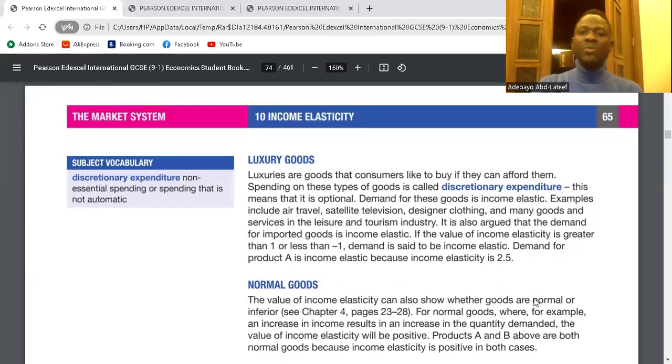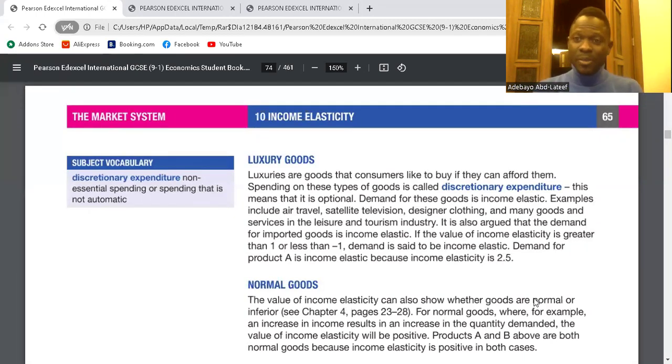Luxury goods are goods that consumers like to buy if they can afford them. Spending on this type of goods is called discretionary expenditure. We call them discretionary expenditure because these things are not important. We only buy them because we can afford them. Our living does not depend on them. It's not a need. They are luxury. So this means that it is optional. But the fact that it is optional makes it income elastic.